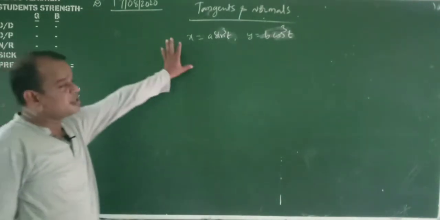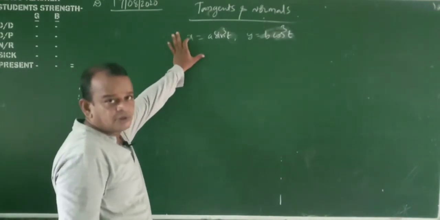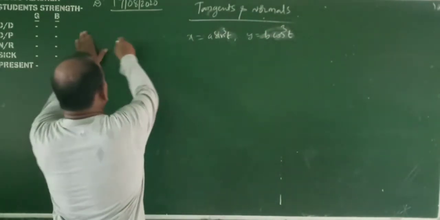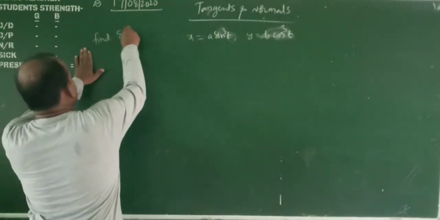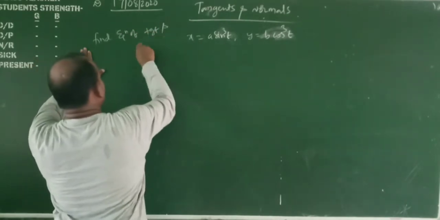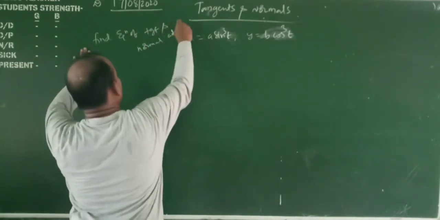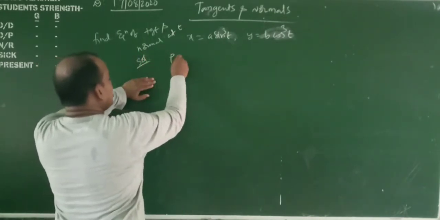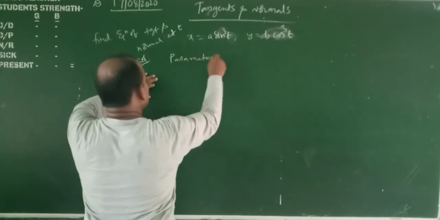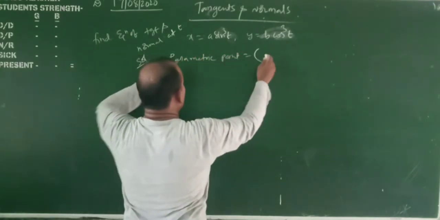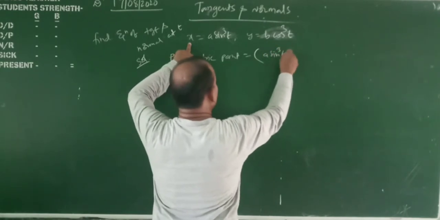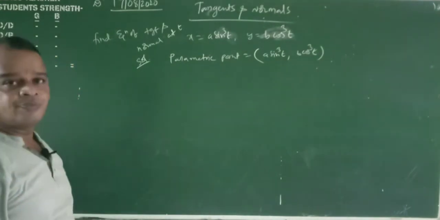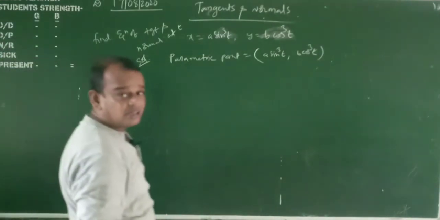At the point t on the curve means, as I already told you, x comma y. At the point means at x comma y. Okay, what is the point? Find equation of tangent and normal at the parametric point t. Solution. Parametric point is equal to x comma y, that equals a sin cube t comma b cos cube t. At this point, we will find the equation of tangent and the normal.